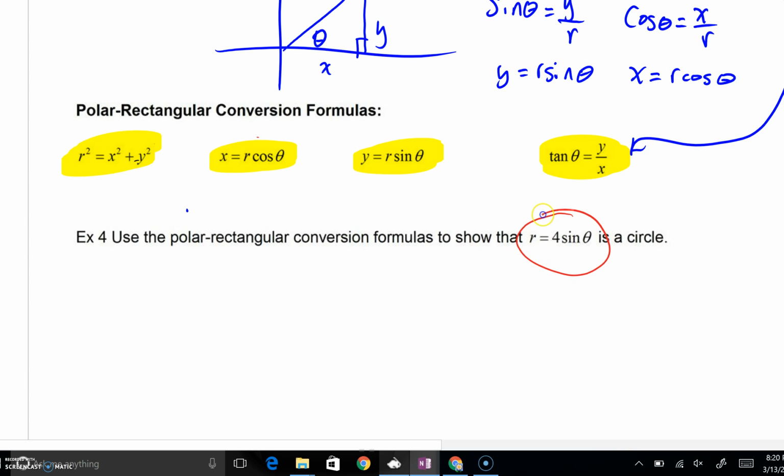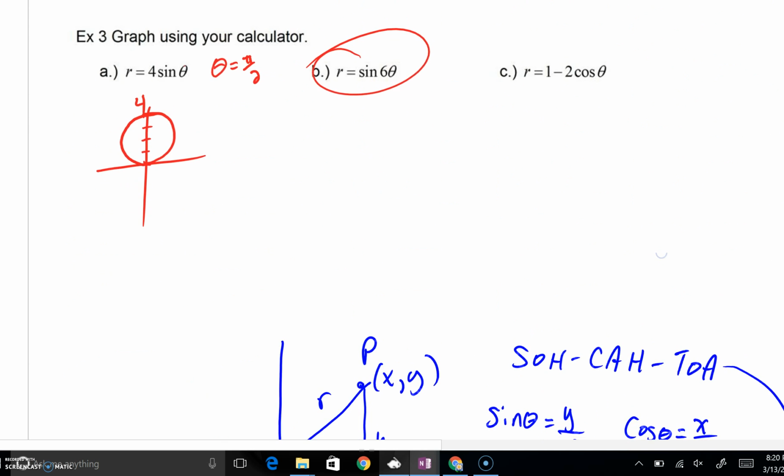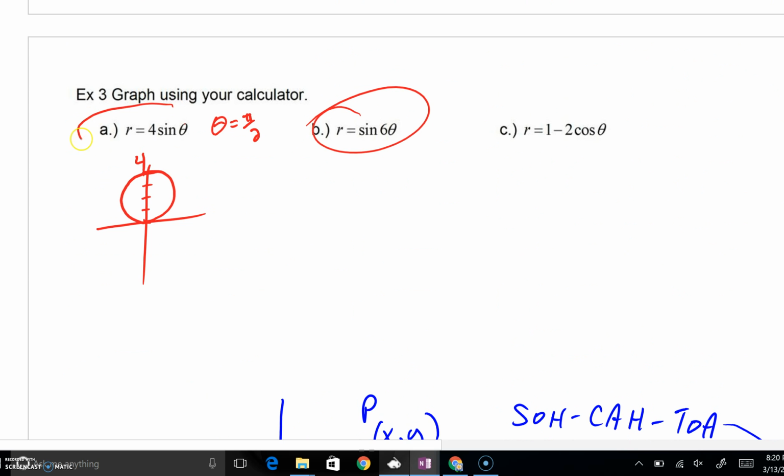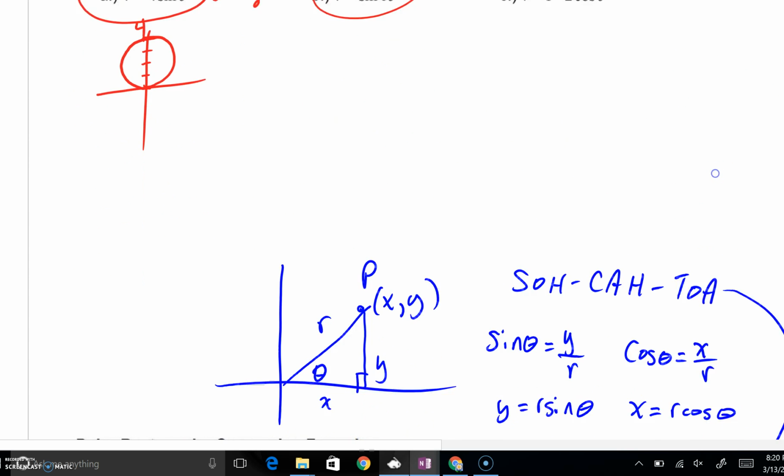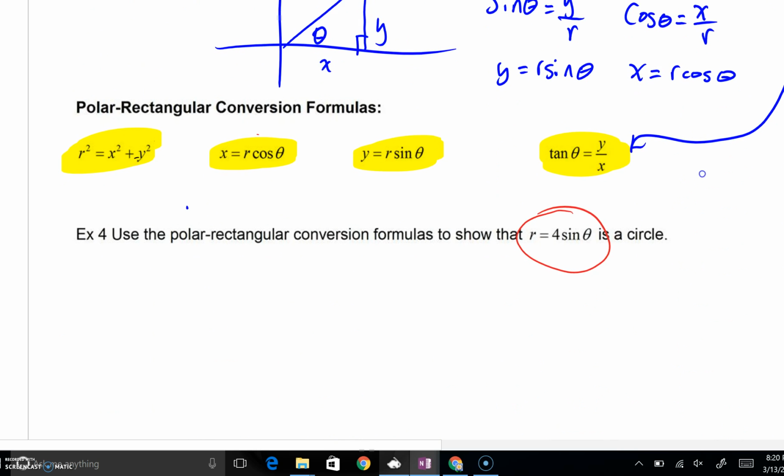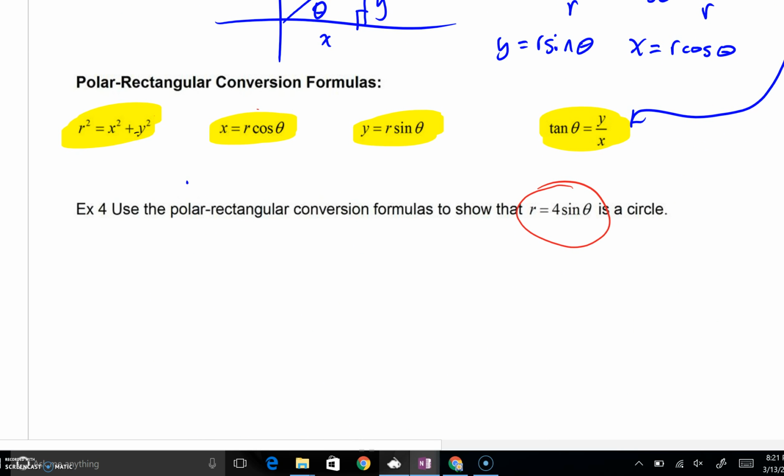So let's take a look at r equals 4 sine of theta. If that looks very familiar, you can see that we graphed that earlier. Bold claim, we're going to say that's a circle. And the real question is, can we prove that this is a circle?